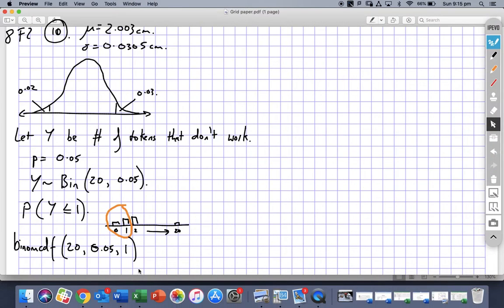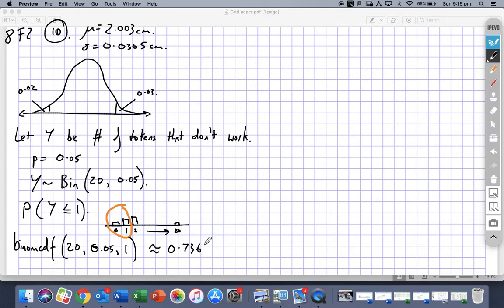0.736. So what does that actually mean? I had to put this into words. 0.736. So the probability that at most one token does not work is 73.6% or 0.736, right? So you've got a pretty good chance that 19 out of your 20 tokens will work.